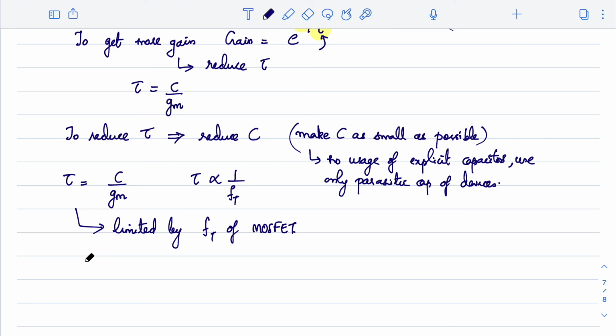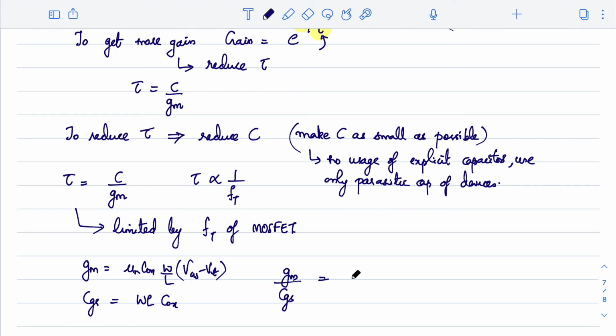To see that, we know that Gm is mu n C ox W by L into (VGS minus VT), and CGS is the unit area capacitance multiplied by the area. It is not always W by L C ox; it will be some two-thirds of W by L C ox, very close to that. If I take it as W into L into C ox, I can write Gm by CGS as mu into (VGS minus VT) divided by L square. All right.